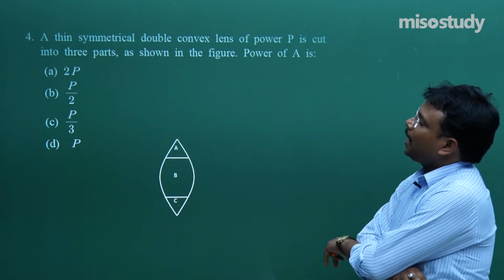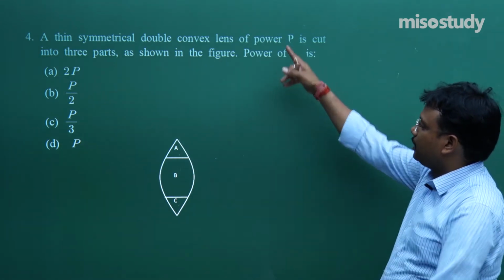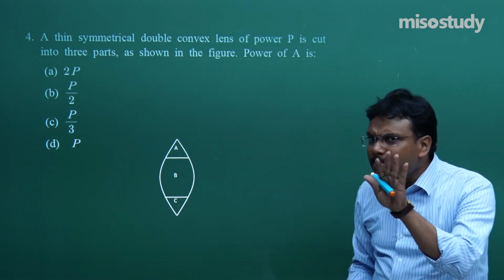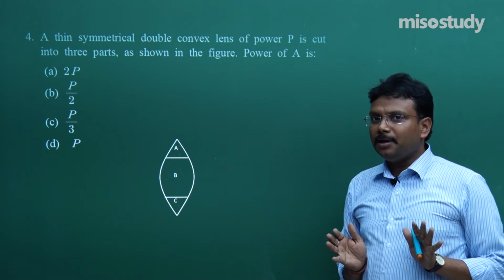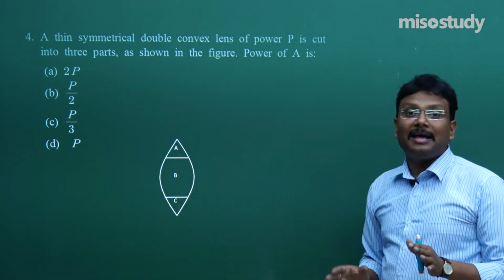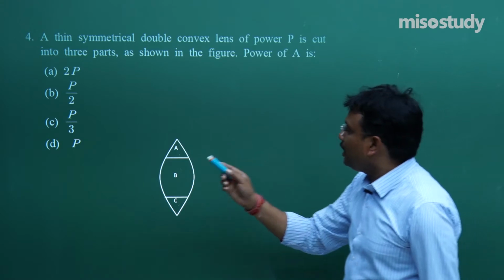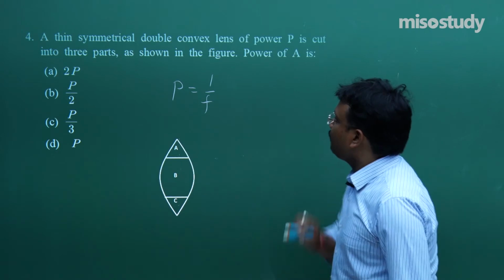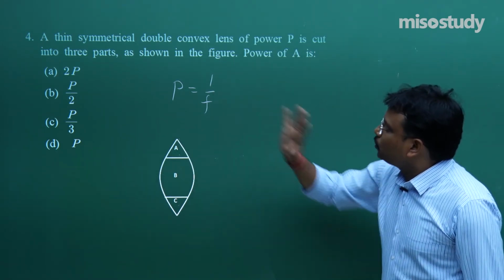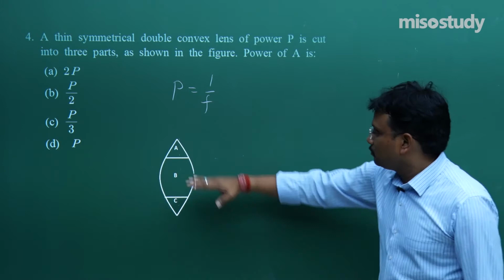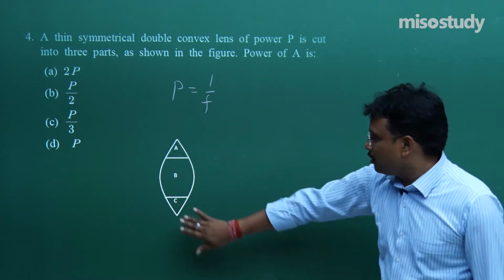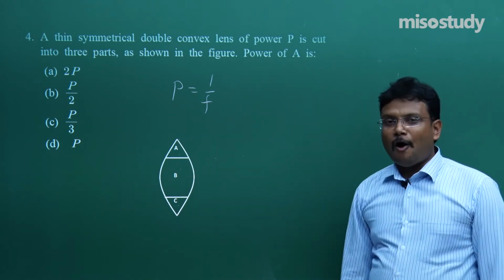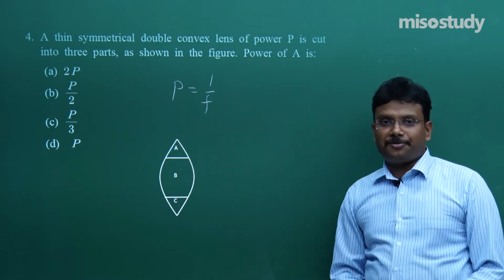Now, this question is about a thin symmetrical double convex lens, the diagram is in front of you, of power P. What is the meaning of power P? It is related to the focal length f, because the relation is P equals 1 by f. The lens is cut into 3 parts. So now you have 3 lenses, 1, 2, 3, as shown in the figure. Now, find the power of A, power of B, power of C.